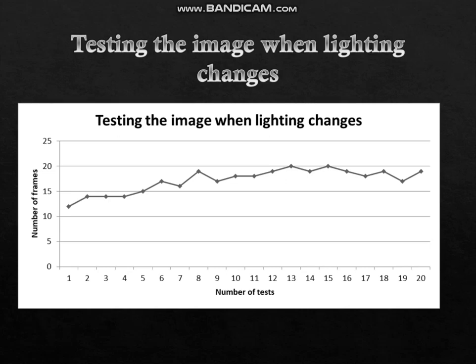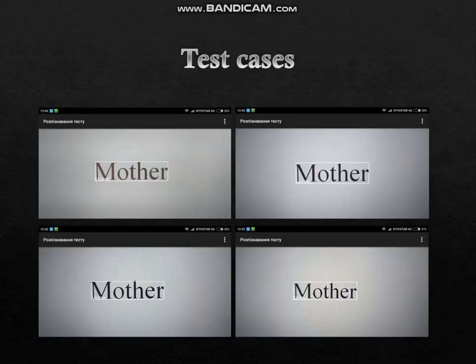Let's consider graphs of how the algorithm works depending on factors. This slide shows the graph of text recognition for changing light. 20 tests were performed in which the light varied from lower light to brighter. The graph clearly shows that as the brightness increased, the speed of text recognition increased too. So it took less time to process the image. Here are some test cases. On the upper left you can see the image with the lowest light and on the lower right the brightest image.